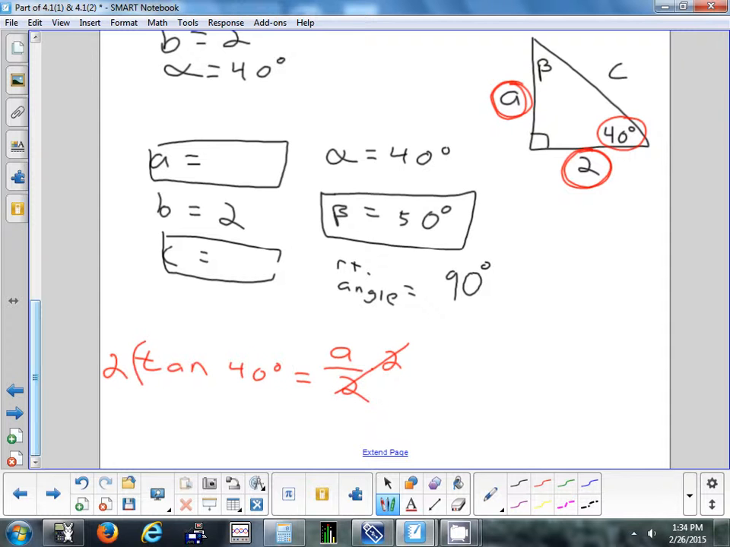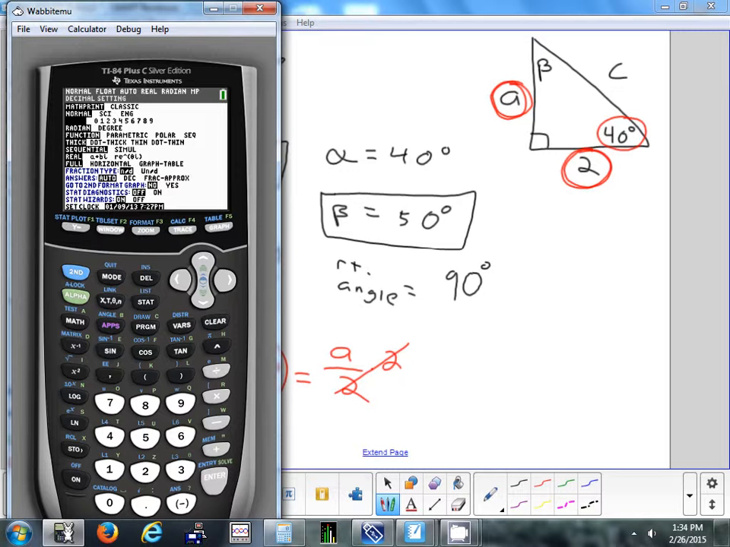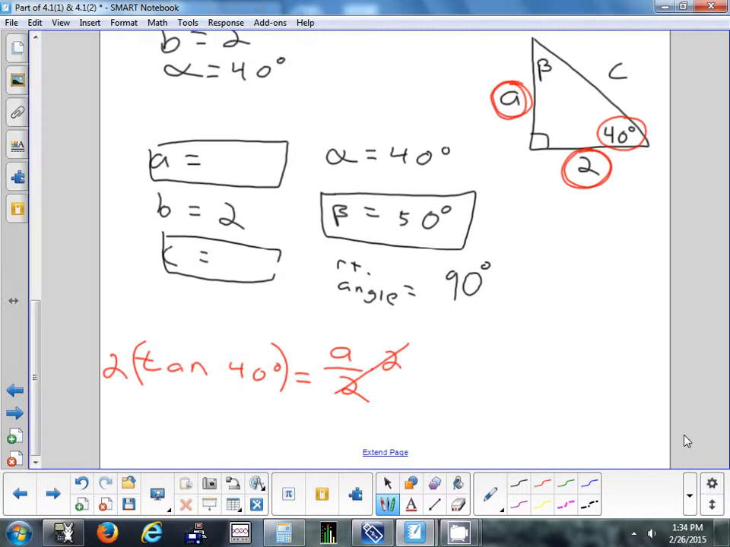You're just going to take, and I'm going to type that in exactly like that on my calculator, 2 tangent 40. Make sure you're in degrees. Every problem in this section is degrees. Okay, so A is about 1.678. I'm choosing just to round to 3 decimals. Okay, so that's A.